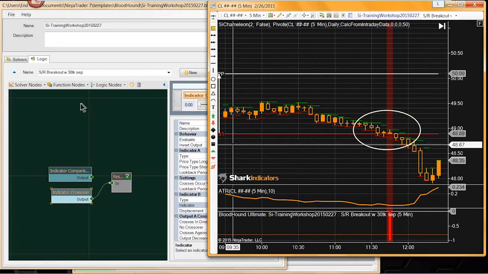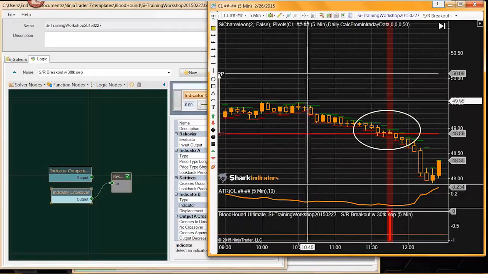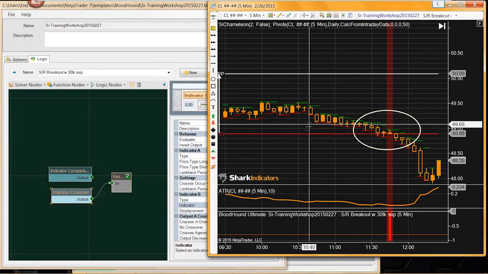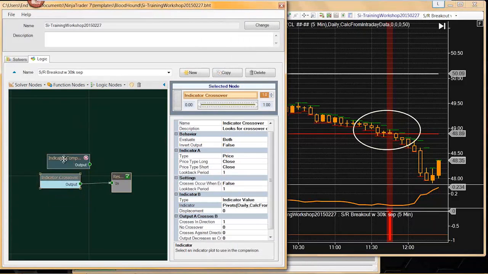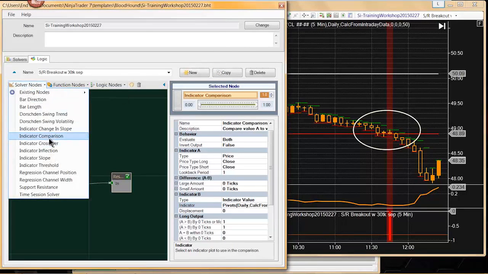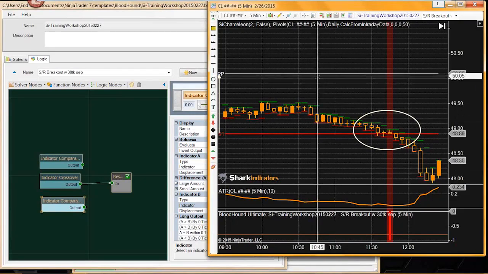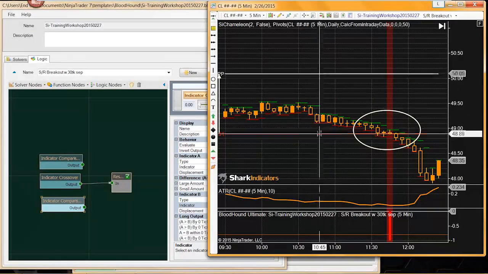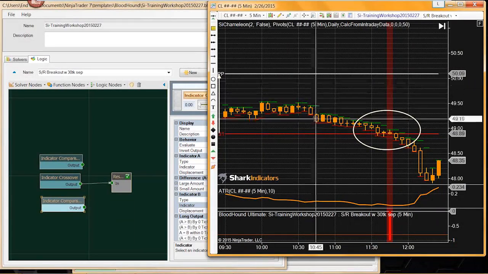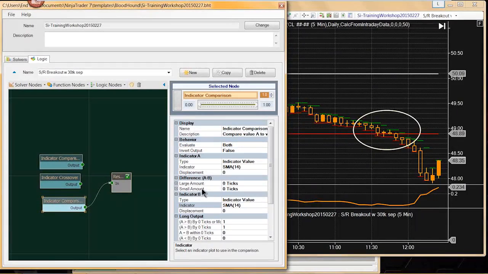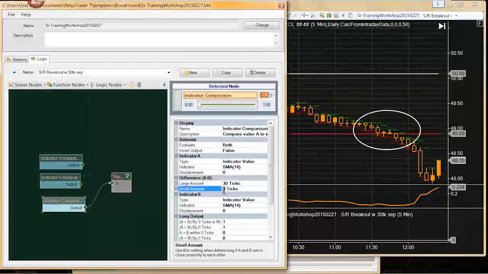Okay, now the last condition is, remember, we needed to make sure that there was a 30 tick separation between the two pivot lines. To do that would require the comparison solver. So what we're going to have to do is compare the PP line to the S1 line and make sure that there's a 30 tick separation here. We know that our separation is going to be 30 ticks, so we can set our large amount difference and our small amount difference to 30 ticks.